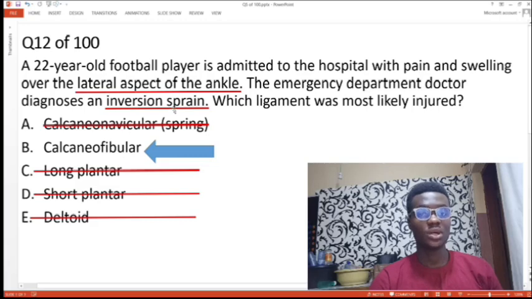So when an over inversion occurs, it will lead to the tear of either the anterior talofibular ligament or the calcaneofibular ligament, or the posterior talofibular ligament, but it rarely occurs. It's either the anterior or the calcaneofibular. So that is when you can have them sprained in an over inversion. Now, in an over eversion, you will have the deltoid ligament sprained, which is not the case here. So the correct answer is the calcaneofibular ligament, and I hope you understand and you are cleared on the question.